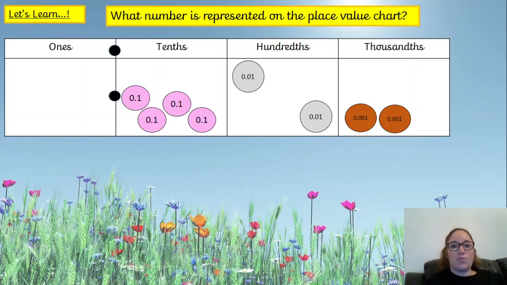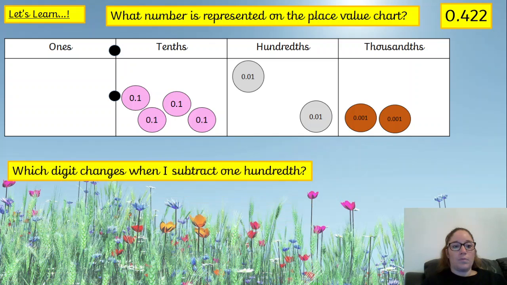Okay, what number is represented on the place value chart? So we've got 4/10, 2/100ths, 2,000ths. So write down the number that you think is represented on the place value chart, and you should have 0.422. What digit changes when I subtract 1/100th? So looking at the digits here, which one changes if you subtract 1/100th? Well, it's going to be this one, because if we take 1/100th away, our number changes to 0.412.